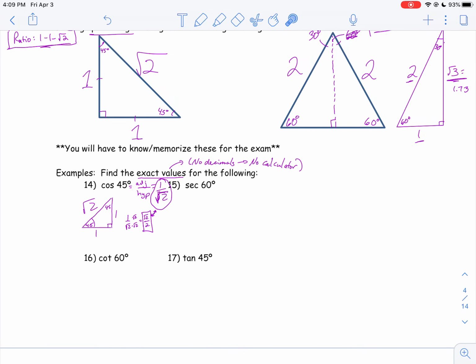So quick summary for this problem. Exact values means no decimals. Can't round. Typically, like in this case, it means we're not going to use a calculator. All right, let's take a look at secant.